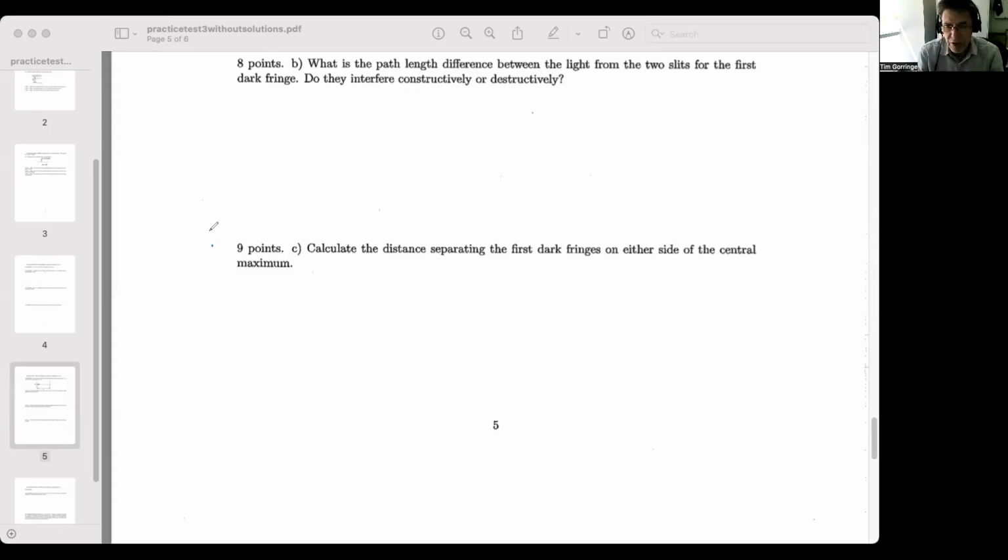The last part of this problem asks us to calculate the distance on the screen between the two dark fringes that are immediately on either side of the center of the screen and the central maximum. We're going to calculate that distance by first calculating the distance from the center to one of those fringes, and then just doubling that distance to get the total distance between the two dark fringes. So the equation I'm going to use, the master equation, is the following. I'll write it out here.